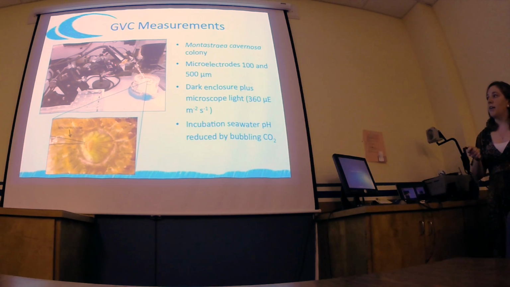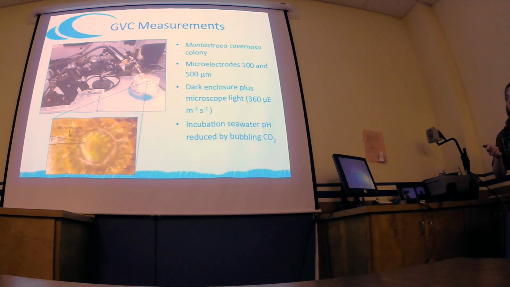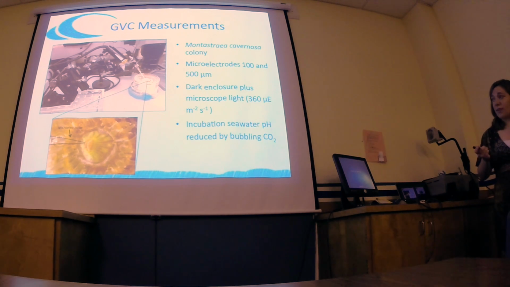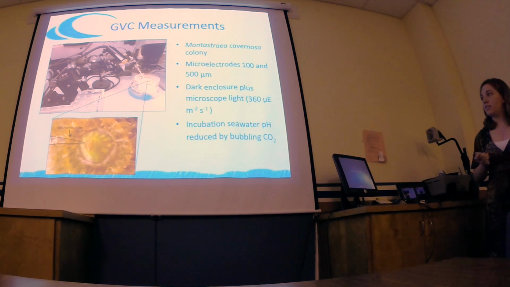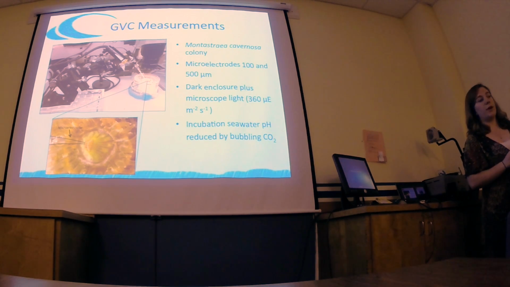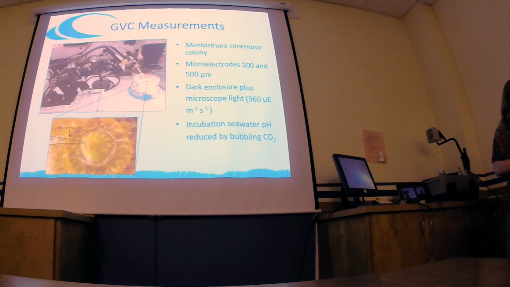So I had a light system set up where I could turn the lights on, and it would go to about 360 microeinsteins per meter squared per second. And I also constructed a dark hood that I was able to use to isolate the system from the light and have as dark conditions as possible. And then, to maintain my seawater pH, because it would rise due to photosynthesis, I would bubble CO2 air into the system whenever I needed to.